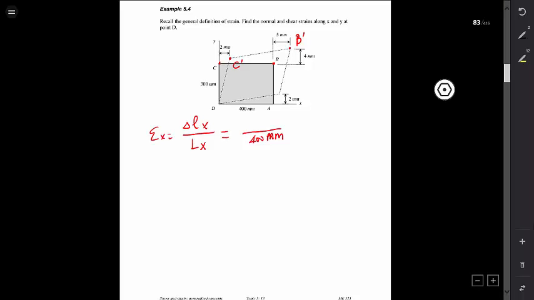So delta Lx equals 5 minus 2, equals 3 over 400. This equals 0.75%.